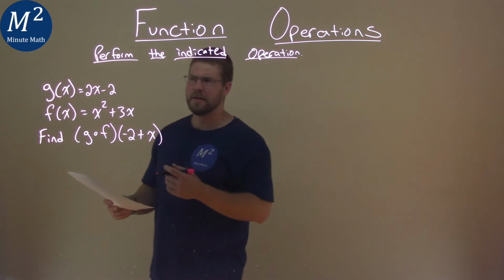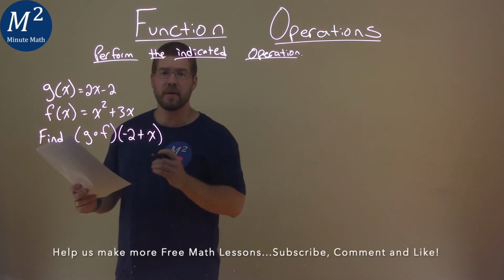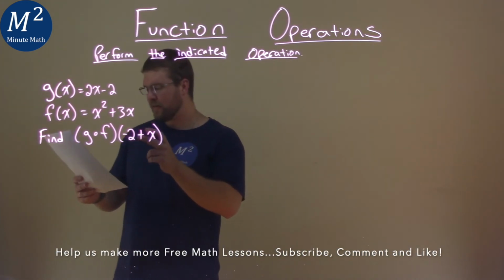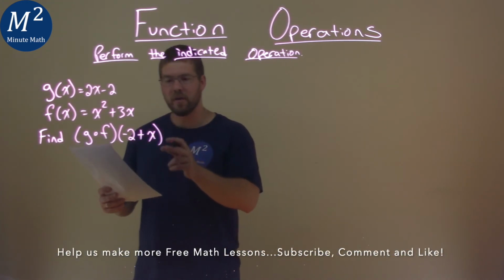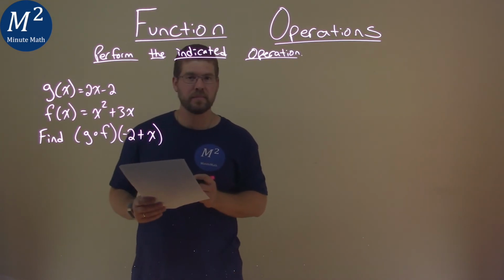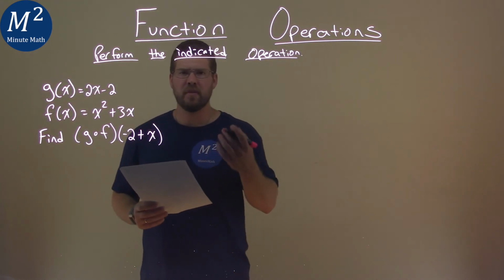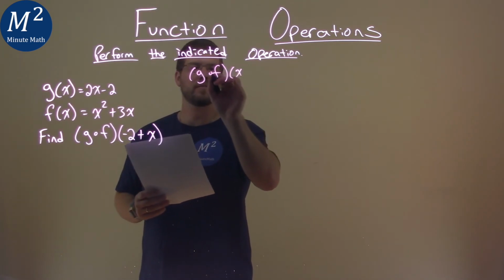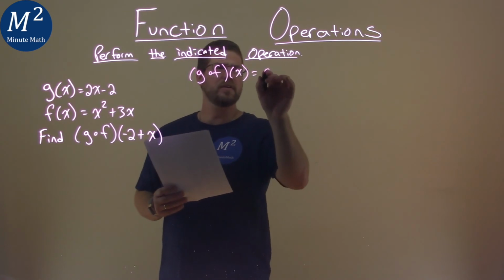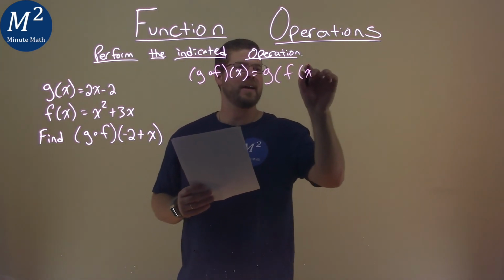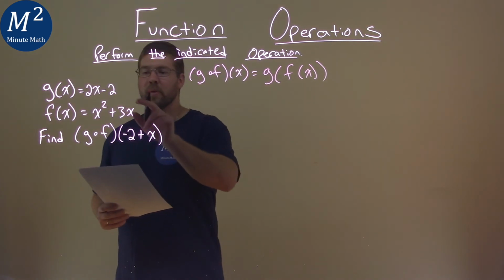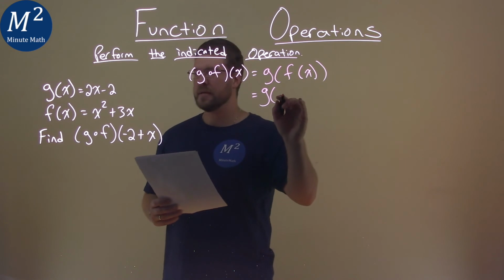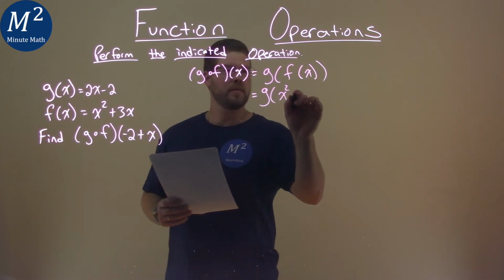We're given this problem right here. G of x is equal to 2x minus 2. F of x is equal to x squared plus 3x. And we need to find g of f of negative 2 plus x. Well, let's first find g of f of x. G of f of x, a little golf here, is g of f of x, like that. Well, we were given f of x, so it's pretty easy. We plug that in here. So instead of f of x, we put an x squared plus 3x.